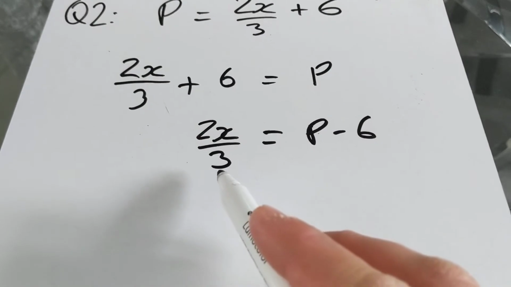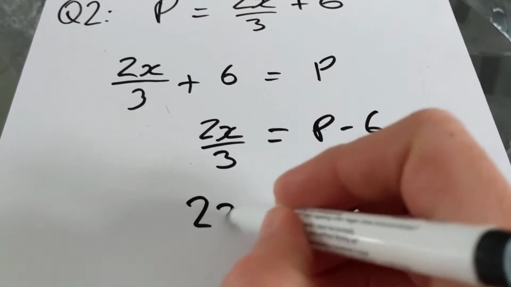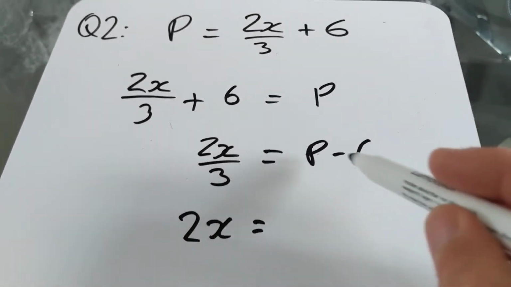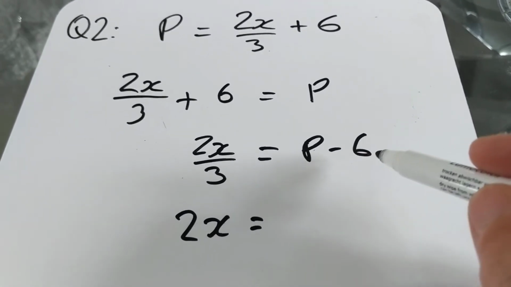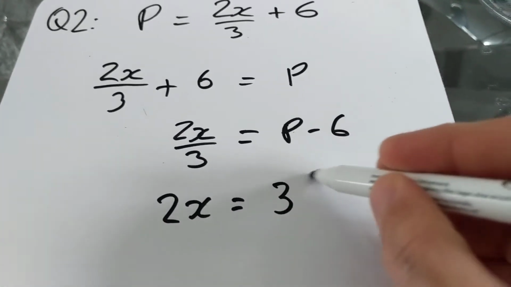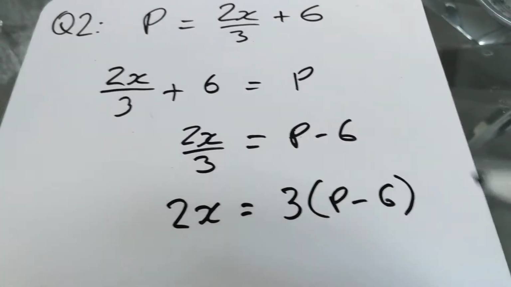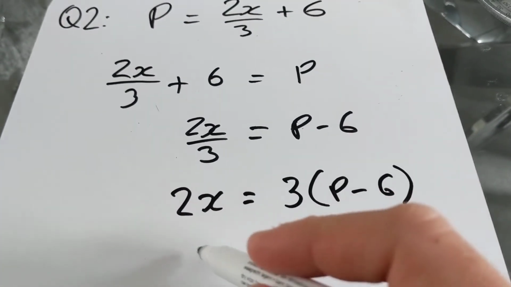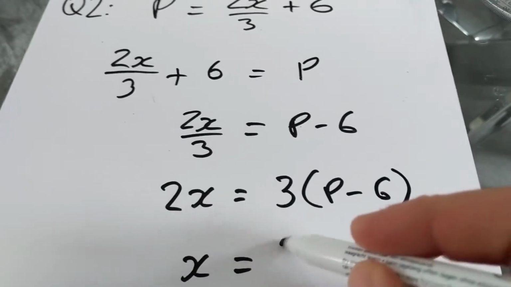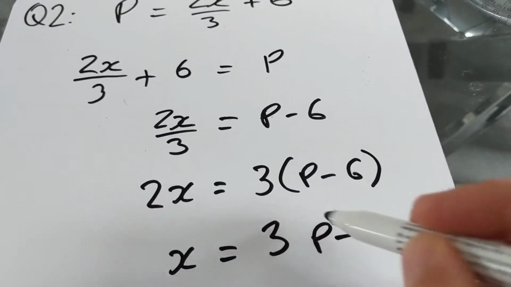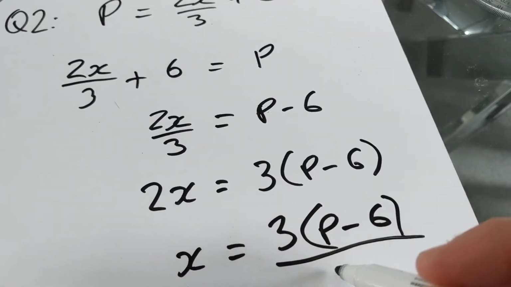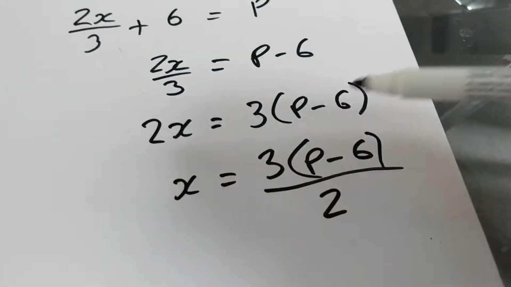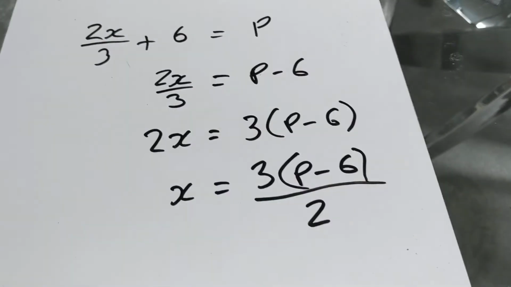We need to get rid of this divide 3, so we times both sides by 3. But when you're timesing a collection or multiplying a collection of terms, you have to put brackets in. So it should be 3 bracket p take away 6 or 3p take away 18 if you multiply out. To get x, we divide by 2, both sides. So our answer is 3 bracket p take away 6 over 2 or 3p take away 18 over 2.